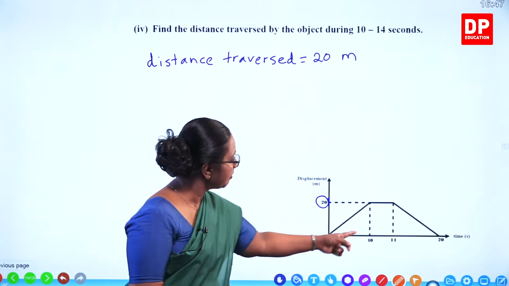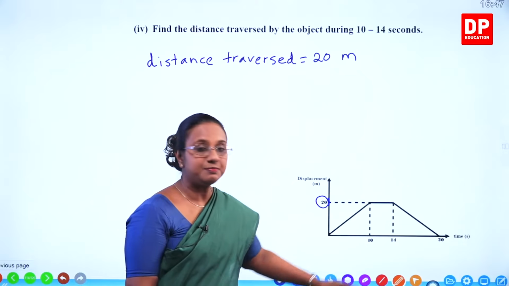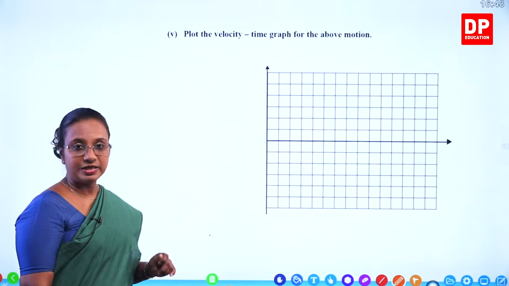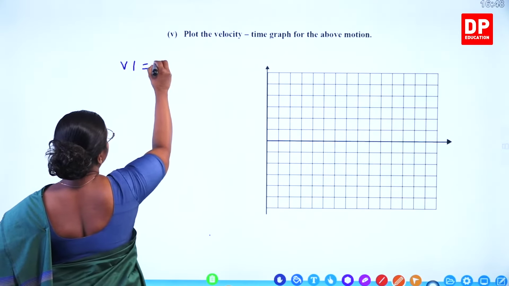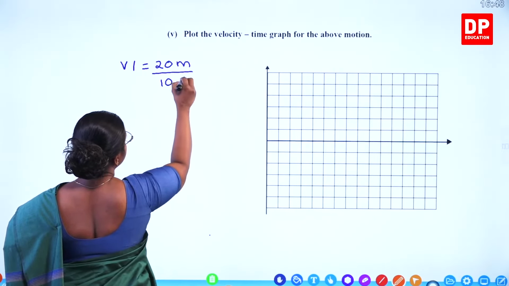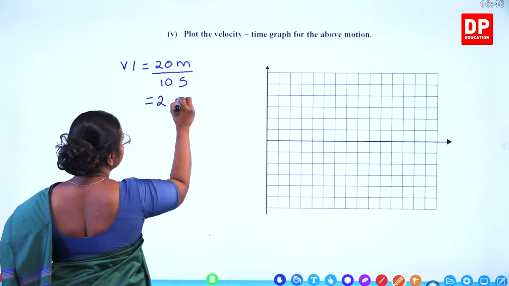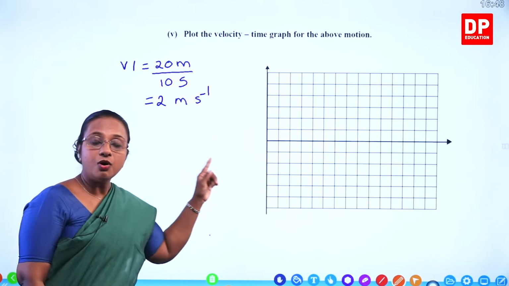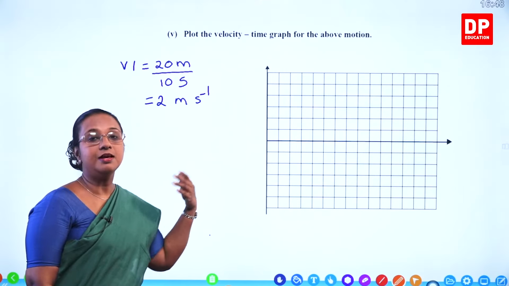Here, the first part of the motion, as you can see, 20 meters, the time taken is 10 seconds. We will take the velocity as v1. That will be equal to 20 meters divided by 10 seconds. We did not calculate this before. So, it is going to be 2 meters per second in the north direction. That is the first part of the motion towards the north.